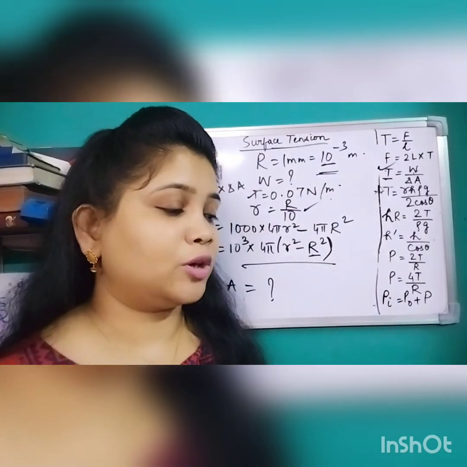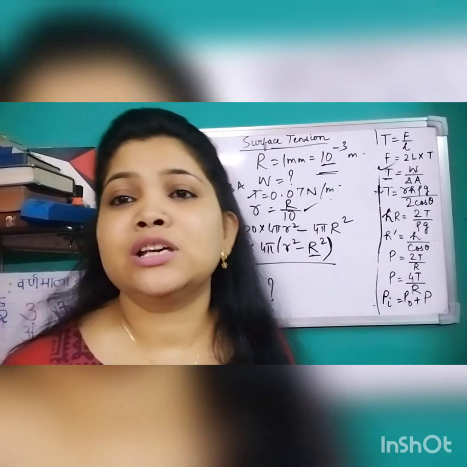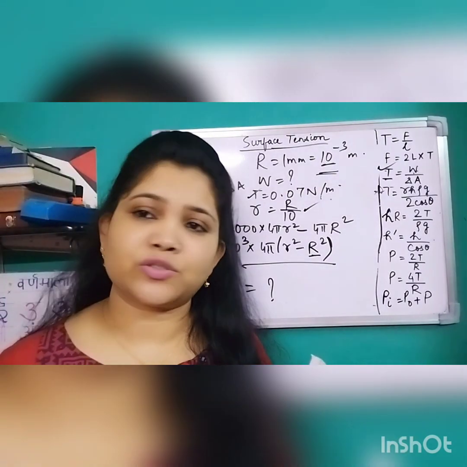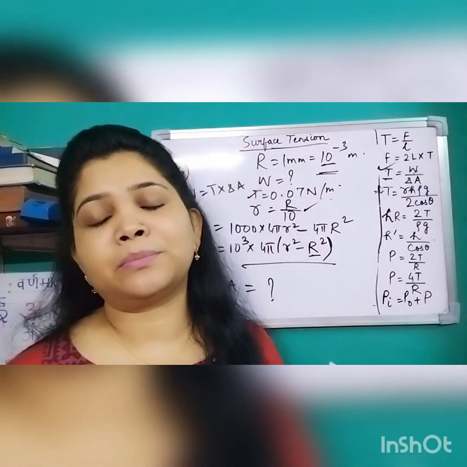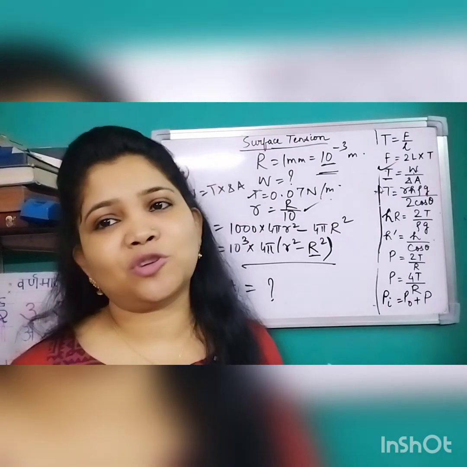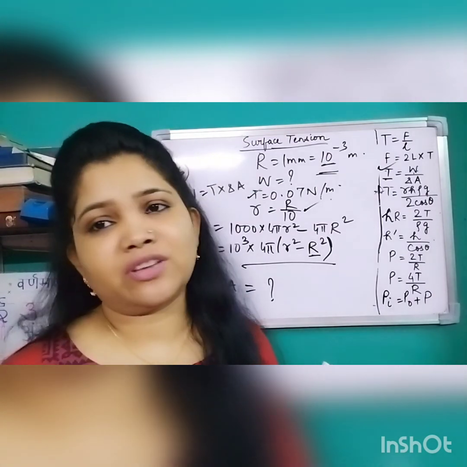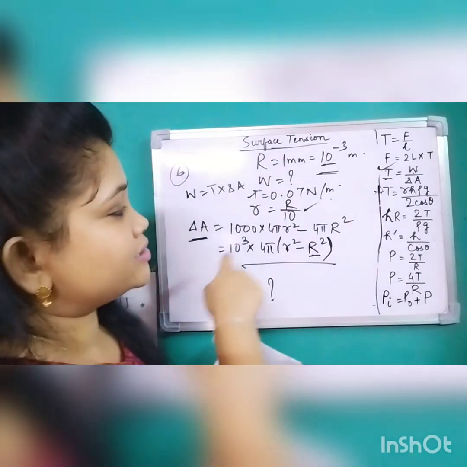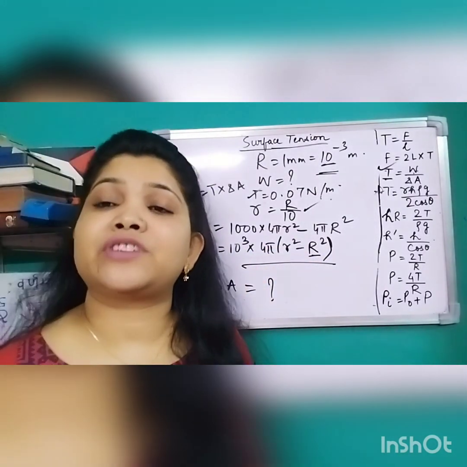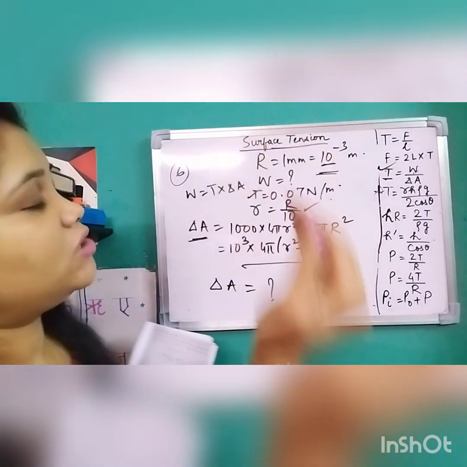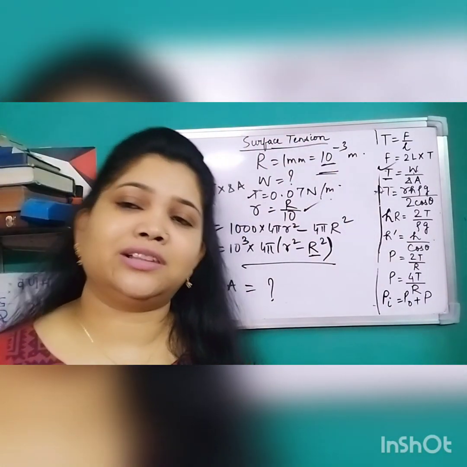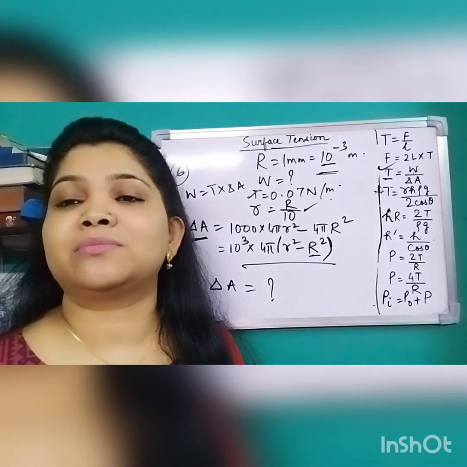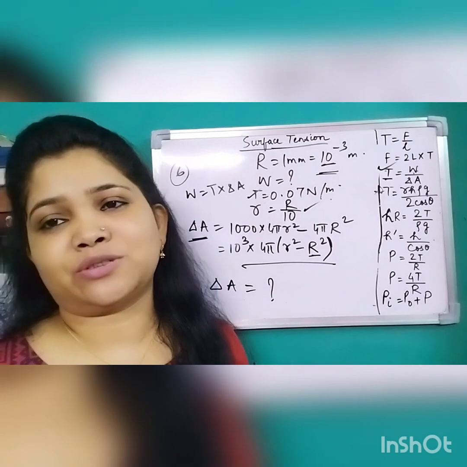So this was about sum number 6. The basic concept here, students, is that a bigger drop is breaking into 1000 small drops. If you take the bigger drop radius as capital R and the smaller drop radius as small r, from there we find small r, which is capital R by 10. After that we find the surface area. Then put it in the formula W is equal to T into delta A, and you get the work done. Sum number 7 is exactly the same as sum number 6, so please try to solve it yourself.